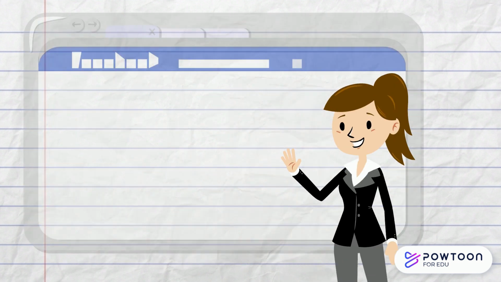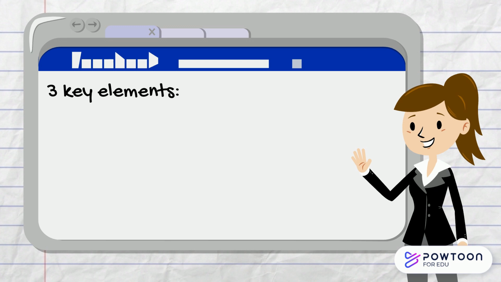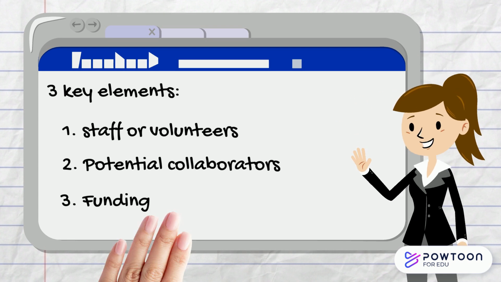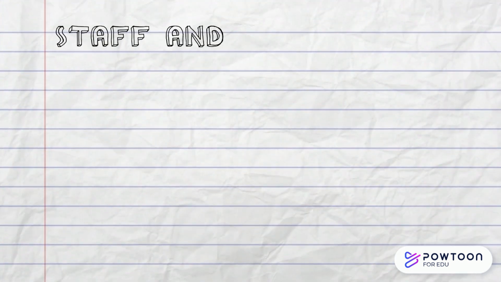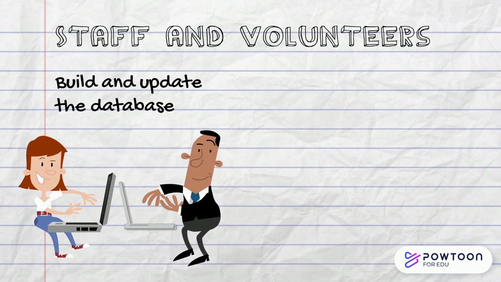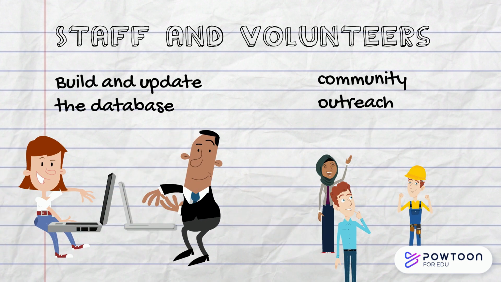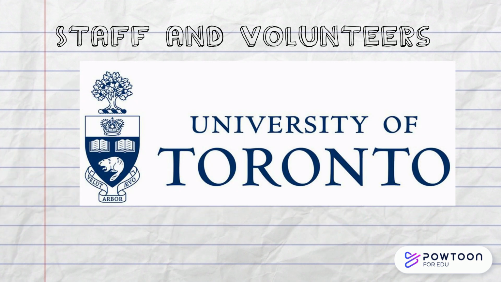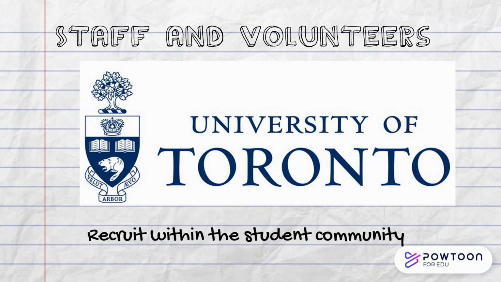In order for this innovation to be successful, there are 3 key elements: 1. Staff or volunteers. 2. Potential collaborators. And 3. Funding. We need staff or volunteers to build and update the database, as well as reach out to different collaborators and maintain the relationship. Since this database is also a student-led initiative focusing on UofT student affairs, we can recruit staff or volunteers from the student population, especially those who are in related study programs and need extracurricular experience.